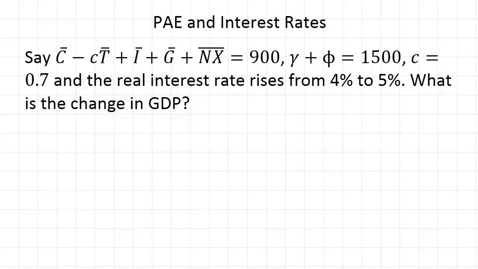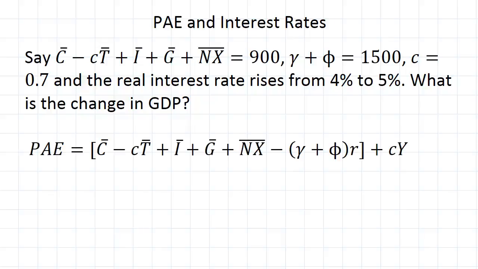Moving on, we'll start out using a real interest rate of 4% and work out what GDP is equal to. So the very first step that has to be taken is write out what planned aggregate expenditure is equal to. Once we've got that, you can simply substitute in numbers.